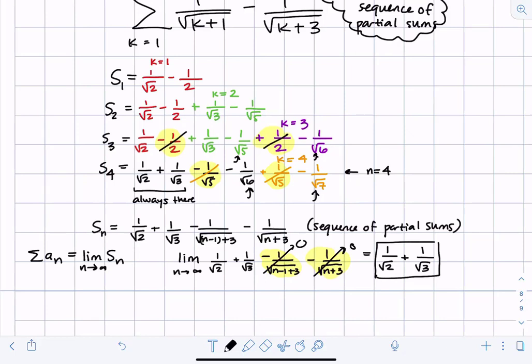Pretty cool. And like I said, this is not going to be the case with every single kind of series, that you can actually figure out the formula and find the convergence this way. But when you can, this is pretty much our most basic technique.